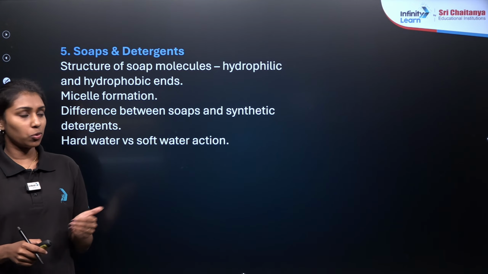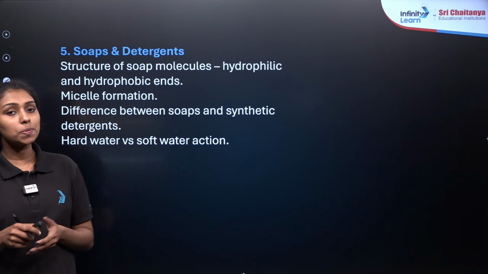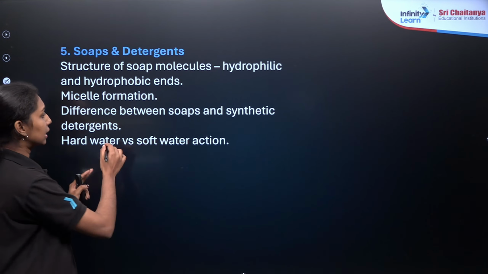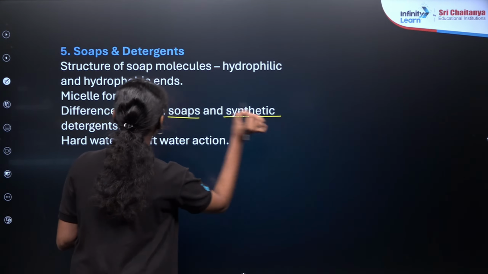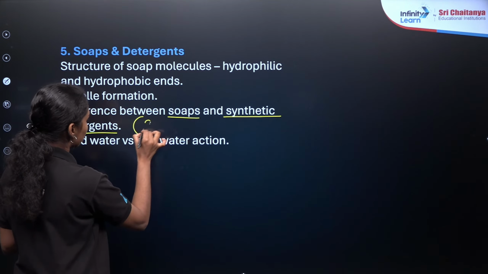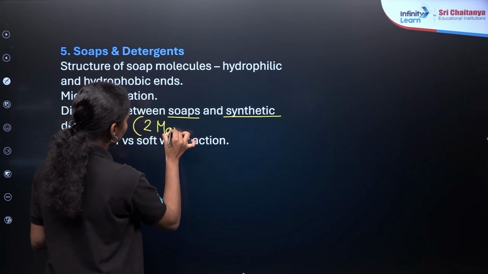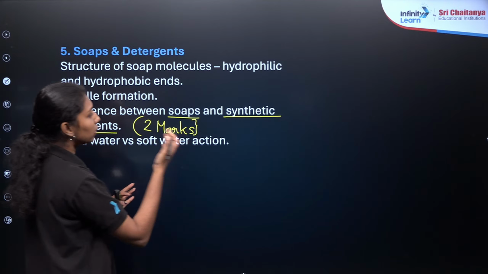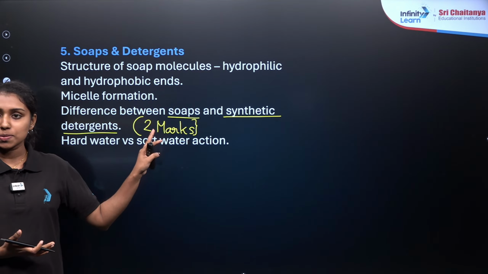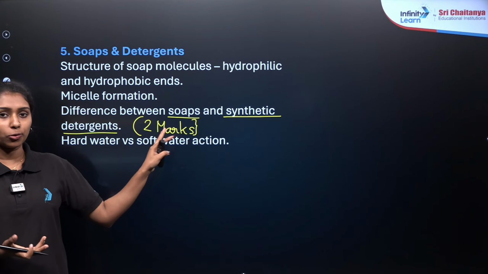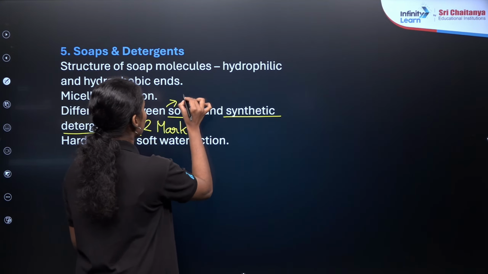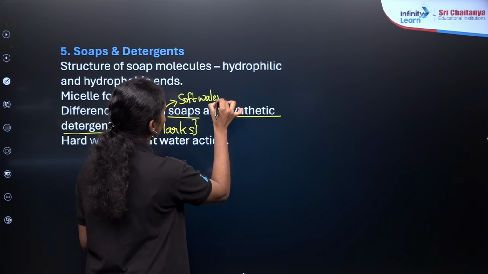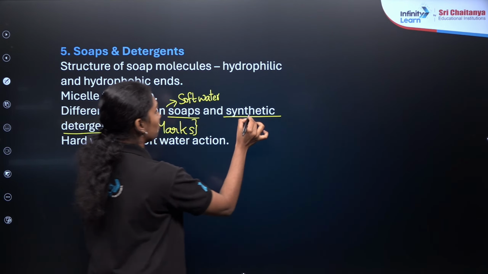And the last topic in the chapter is about soaps and detergents, right? So what do you mean by soaps? The difference between soaps and detergents is very important. Again, that will be asked as a 2 marks question. So you must have a proper idea about soaps and detergents. At least study 2 points. Soaps react with soft water only, right? But synthetic detergents work with hard water also, right?